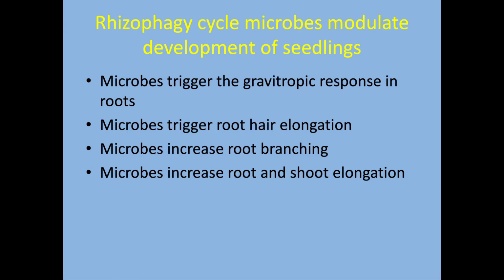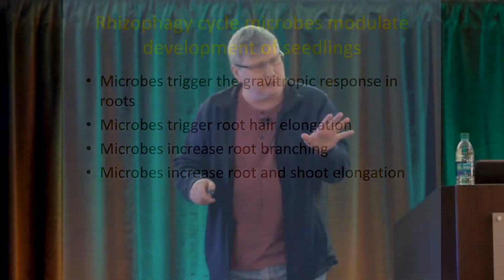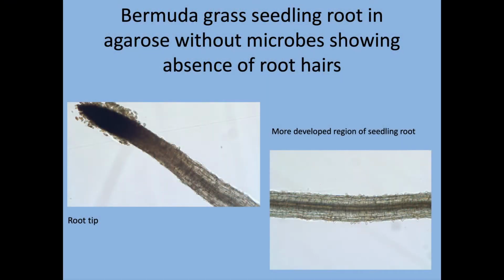Also, plants without microbes don't show root hair elongation. They'll make roots, but no root hairs. Okay, so those microbes are necessary to develop root hairs on the plant. This shows a Bermuda grass seedling, and you can see the tip of the root here, and a little bit older part of the root here. And this is without microbes. All the microbes have been removed. There's no root hairs forming on these plants.